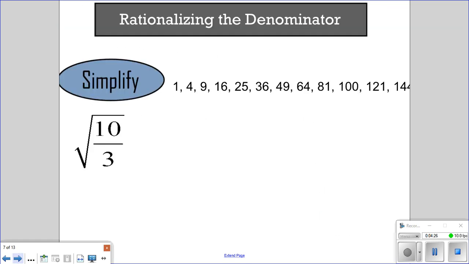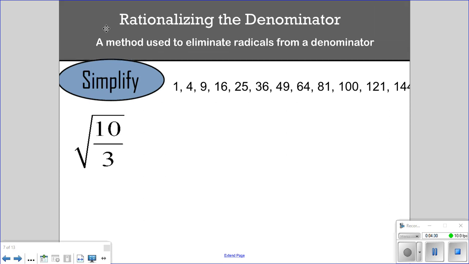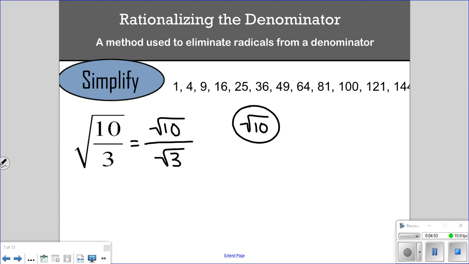Next up, we have to talk about rationalizing the denominator. Rationalizing the denominator is a method used to eliminate radicals from a denominator, because sometimes we will have a radical in the bottom of our fraction, and there won't be anything that we can do about it. So 10 over 3 cannot be simplified at all, so we simply rewrite it as the square root of 10 over the square root of 3. If I break down square root of 10, that cannot be simplified at all. And the square root of 3 can also not be simplified at all.